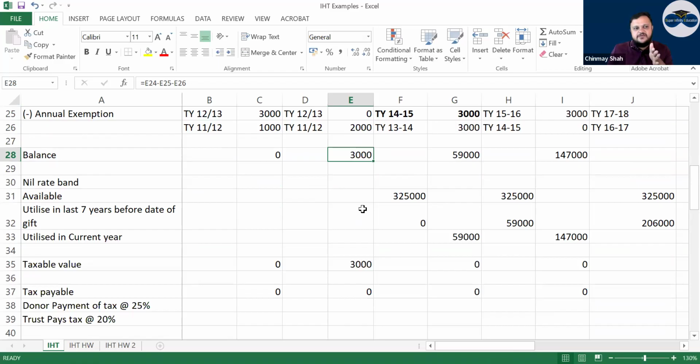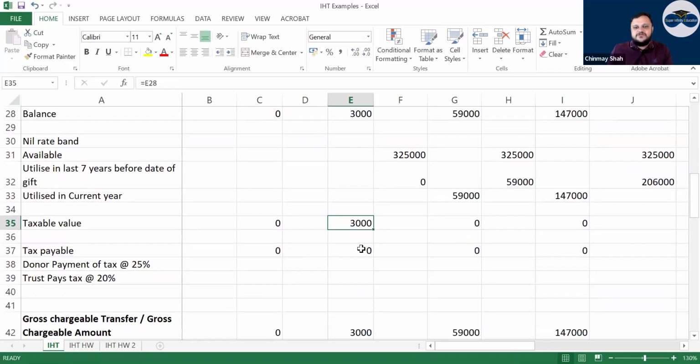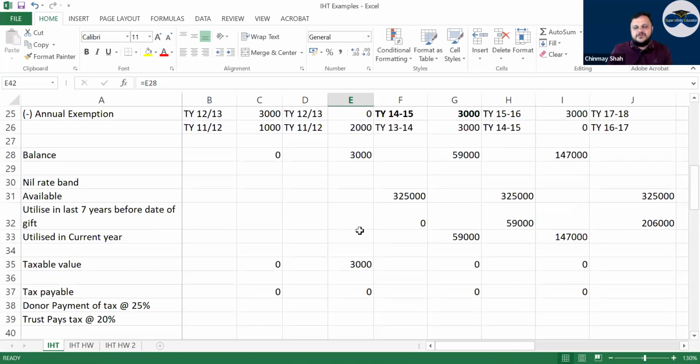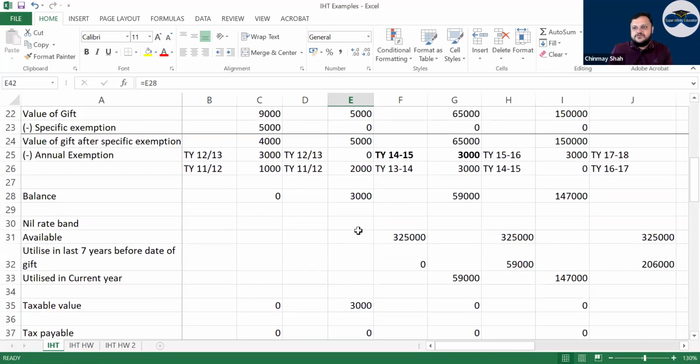Now there is no taxation in this case, so the taxable value is 3,000, but fully exempt, so tax payable will be 0, and the gross chargeable amount is going to be 3,000. Generally the chargeable amount is nothing but the balance after all exemptions.